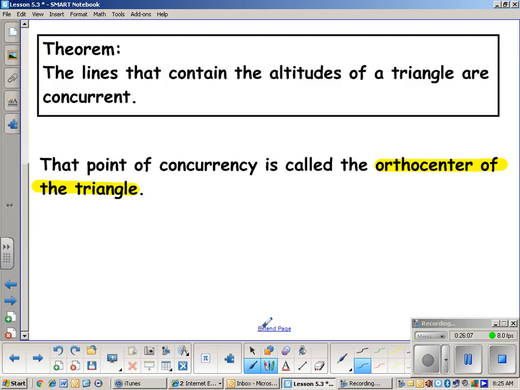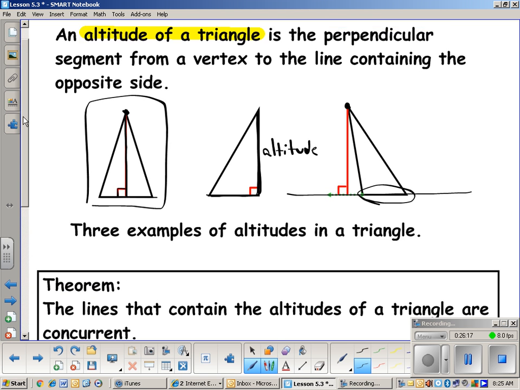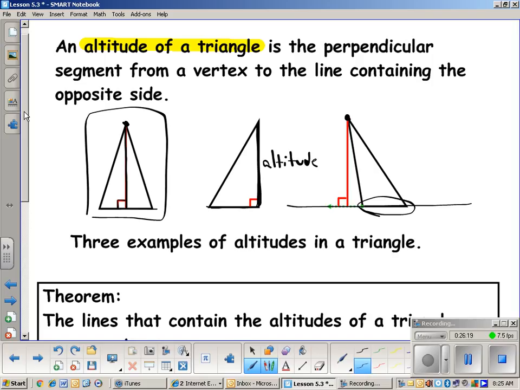Hunter? What's different between the altitude and the perpendicular line? Is there any difference? The perpendicular bisectors, the first one we did, the circumcenter. Well, in the circumcenter, we used lines that were perpendicular, but they also were the bisector of the opposite side. So that might be the case in this triangle, but over here, that certainly doesn't bisect that side, and over here, it doesn't even touch that side. It touches the line containing that side.